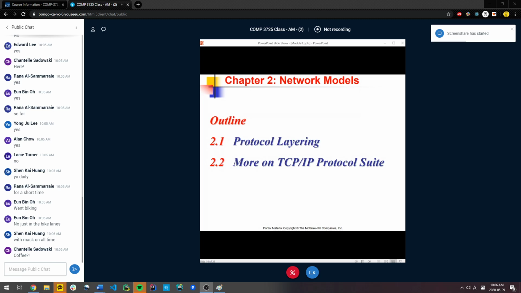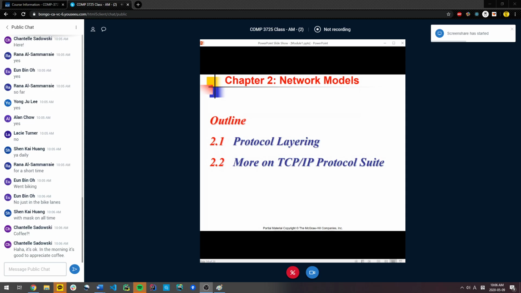Okay, let's continue. What I want to do with the next deck of slides is to formalize the 5 layers within the TCP/IP model. There's going to be a bit of a discussion on why we actually do protocol layering, and then what these layers effectively do.